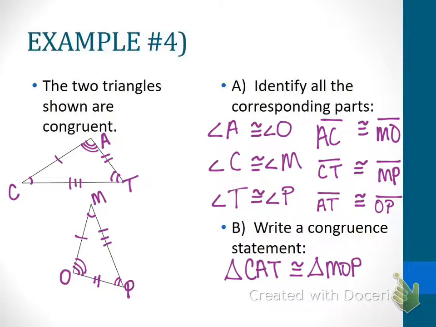Okay, now you didn't have to name the first one CAT. If you had named it, for example, triangle TCA, then you just would have had to name your second one PMO. So you have options. There is another way of naming them as well, but you just have to make sure that your corresponding pieces are matching up, meaning C and M match up, A and O match up, T and P match up. Questions, concerns?